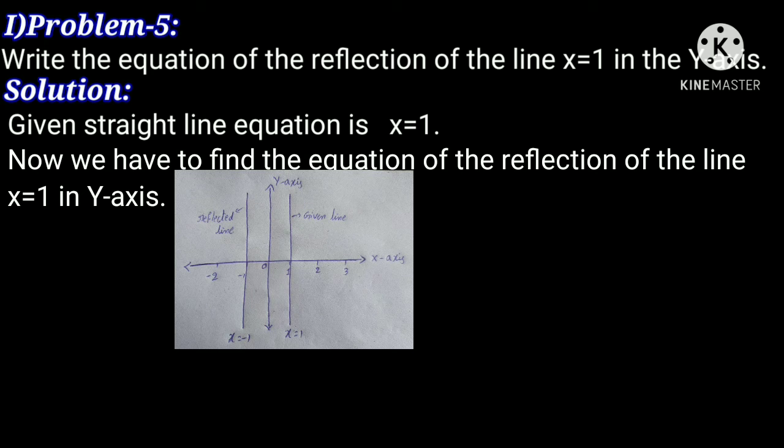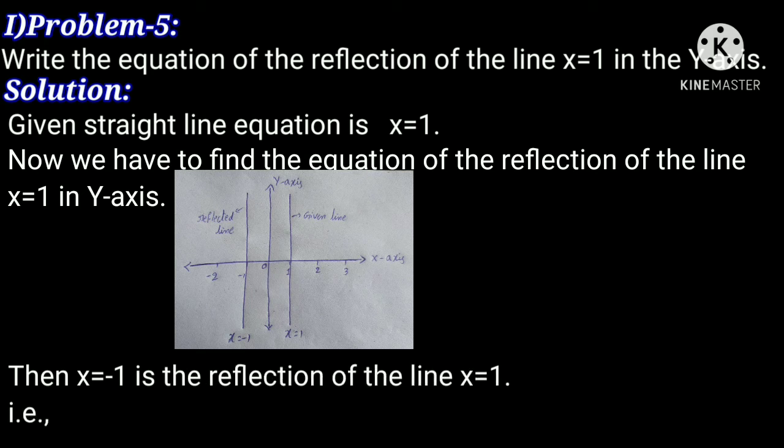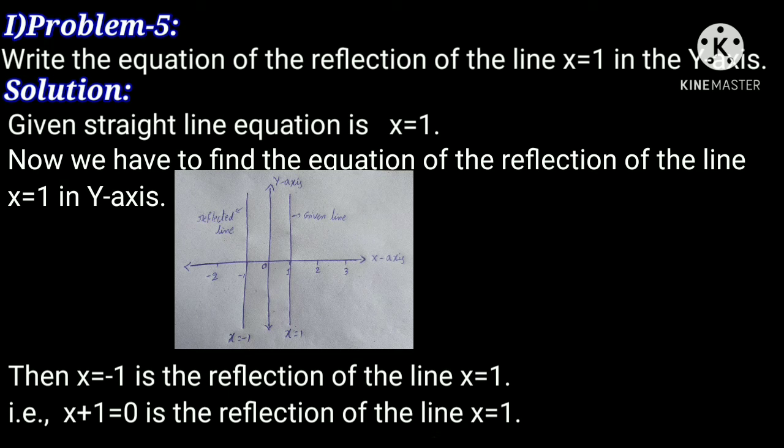That means x equal to minus 1 lies on the left side of the y-axis. Then x equal to minus 1 is the reflection of the line x equal to 1. That is, x plus 1 equal to 0 is the reflection of the line x equal to 1. This is our given problem solution.